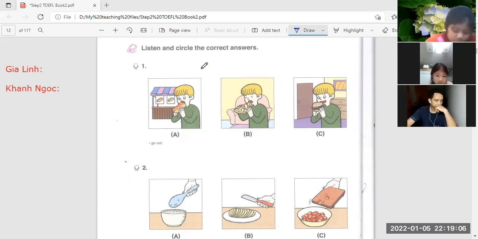Unit 1. For here or to go. Part 1. Listen and circle the correct answers. Number 1. Listen to the boy. My parents will work late tonight, so I have to eat dinner by myself. I don't want to have dinner at home alone. I will go out and eat a hot dog. What is the boy going to have for dinner?